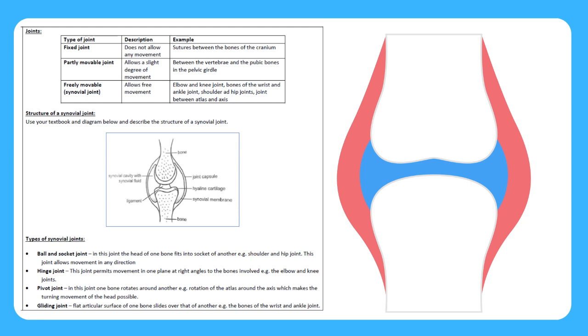Hinge joint. This joint permits movement in one plane at right angles to the bones involved, e.g. the elbow and knee joints. Pivot joint. In this joint one bone rotates around another, e.g. rotation of the atlas around the axis, which makes the turning movement of the head possible. Gliding joint. Flat articular surface of one bone slides over that of another, e.g. the bones of the wrist and ankle joint.